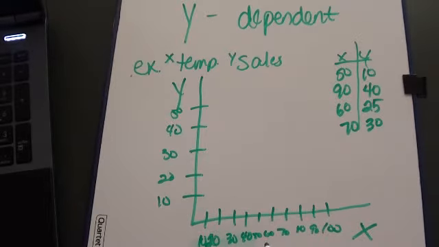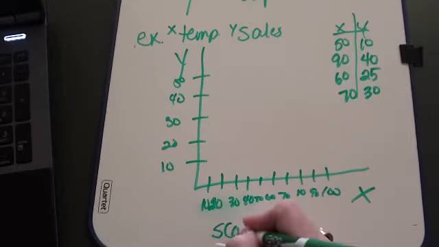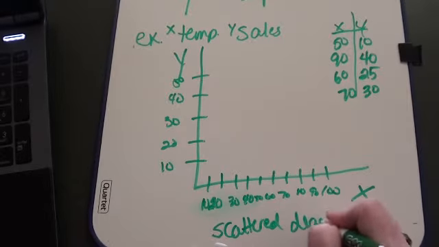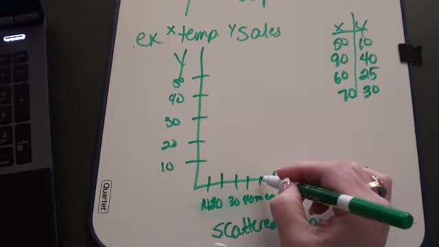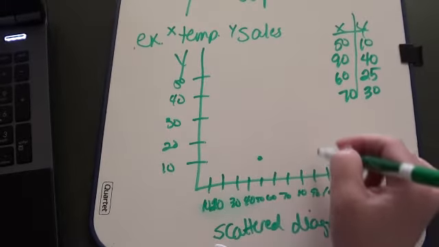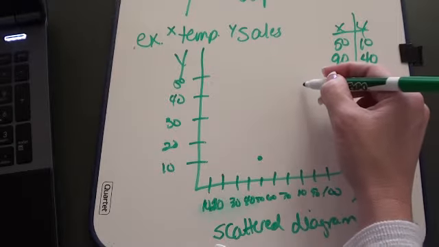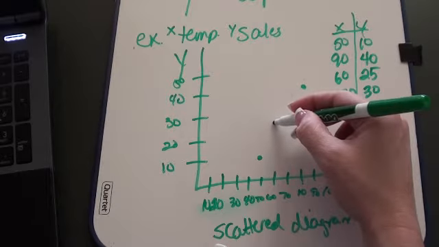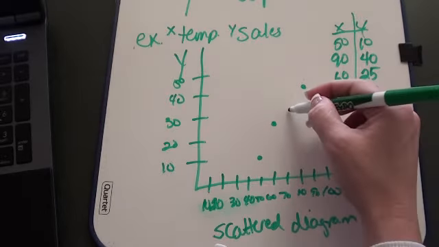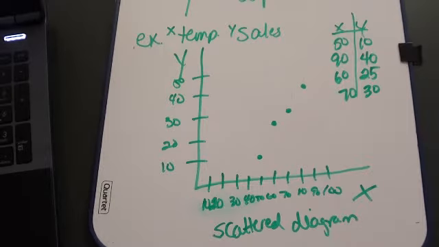What you can do is plot this, and when you plot this, it is called a scatter diagram. You probably remember that from a previous chapter. So you plot your X and your Y to determine the relationship. When it's 50, we sold 10. When it was 90, we sold 40, and this is not drawn to scale very well at all, so forgive me. At 60, we sold 25, and at 70, we sold 30. Now you can see from our graph that it is definitely an upward trend, showing that there is a pretty strong relationship: a greater temperature shows greater sales.